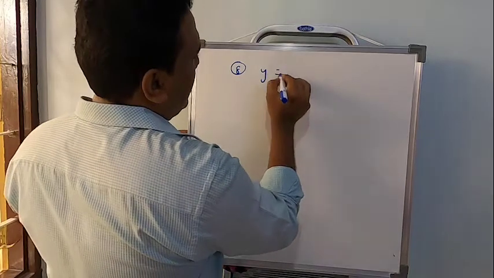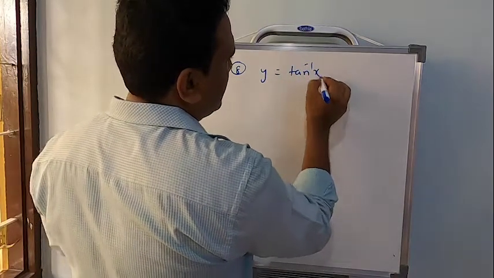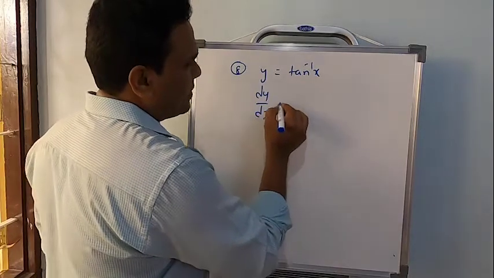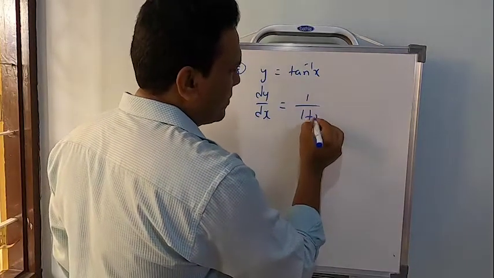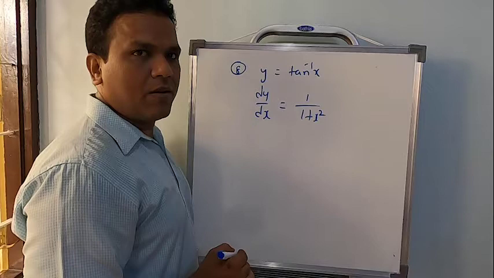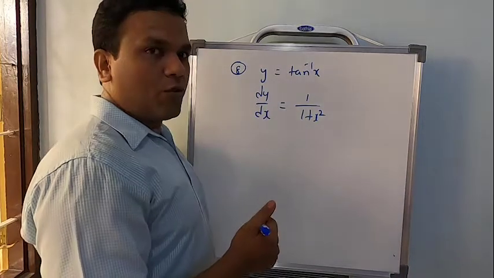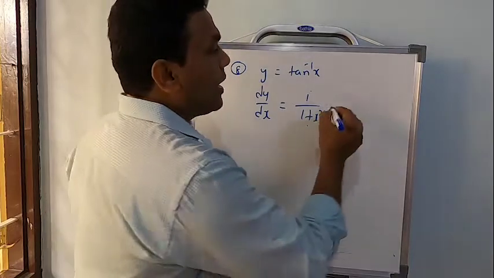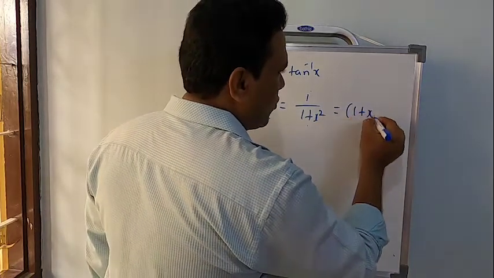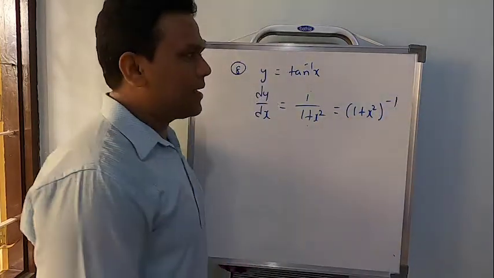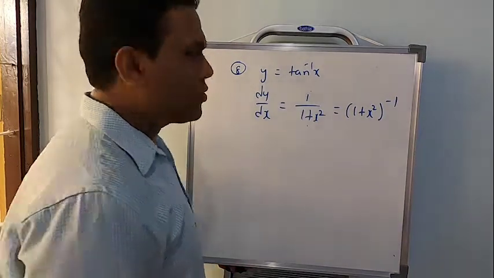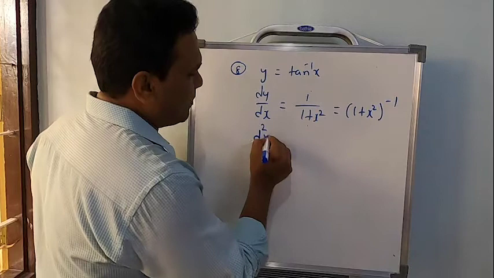So problem number 8 is given by tan inverse x. What is the derivative of tan inverse x? The derivative of tan inverse x is 1 by 1 plus x square. When you want to go for the second time, either you can take it as 1 by x directly, otherwise, if you're finding it difficult, 1 plus x square whole to the power minus 1. If you remember 1 by x, it's also fine. So let's go for the second time.